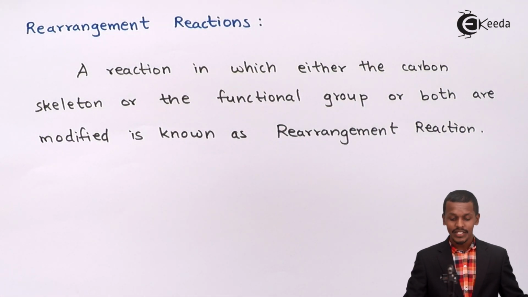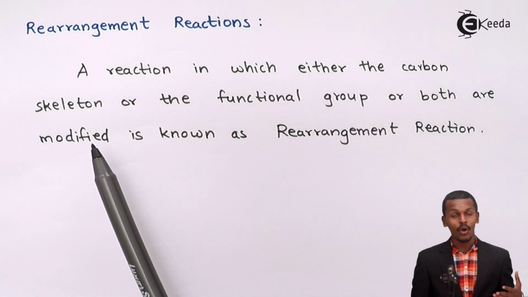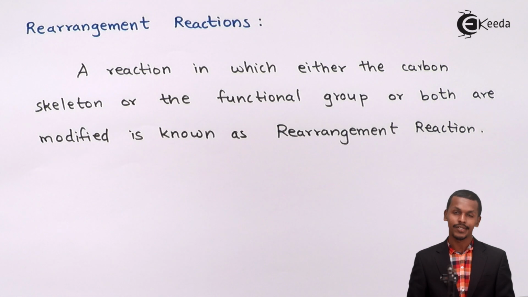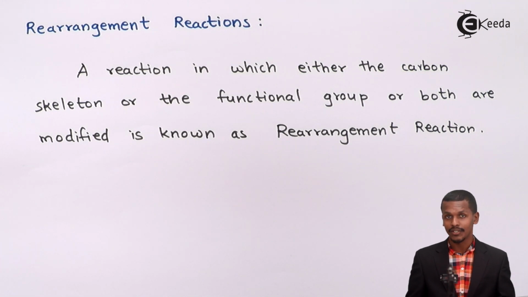rearrangement reaction. So what is actually a rearrangement reaction? Let us learn about this with the help of the definition that has been given to us. It says that a reaction in which either the carbon skeleton or the functional group or both are modified is known as a rearrangement reaction. I will help you understand how we can say whether a reaction is undergoing a rearrangement reaction, because there are several types of reactions that we have talked about. So let me give an example.